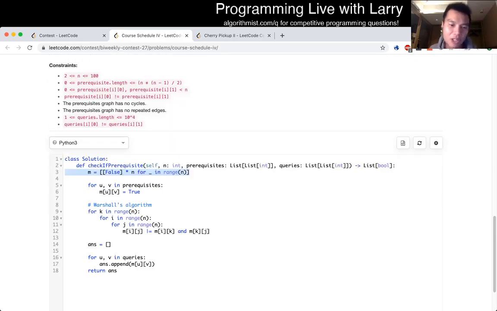But this is Warshall's algorithm specifically, and it is pretty straightforward. It's a pretty straightforward application of it. I'll have a link somewhere so that you can learn more about Warshall's algorithm.